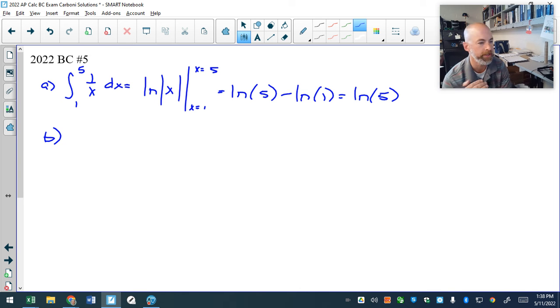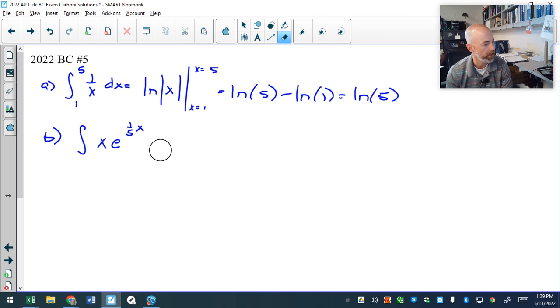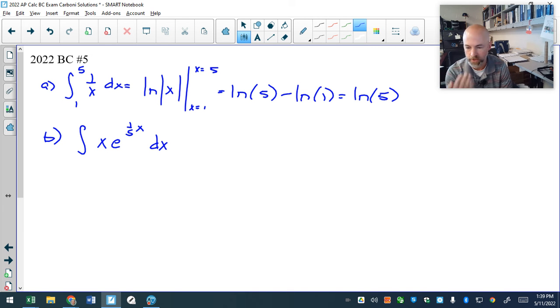Anytime we find volume in AP calculus, unless you're doing shells, which is not part of the curriculum anymore, you're always going to do the antiderivative of the area of your cross section. And they were kind of nice here because they just straight up told you the area of this rectangle is x times e to the x over 5, which I'm going to rewrite as e to the 1/5 x just for personal preference. And we're going to find the antiderivative of that area. We're looking at region R, which would be 1 to 5, okay?